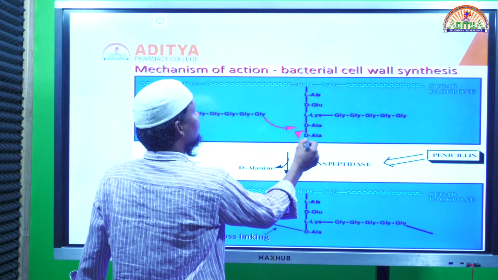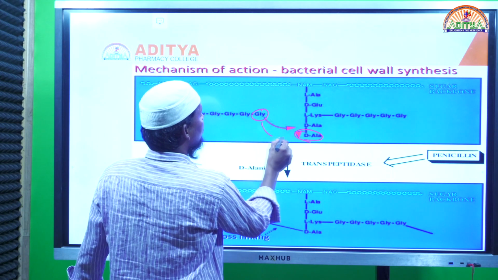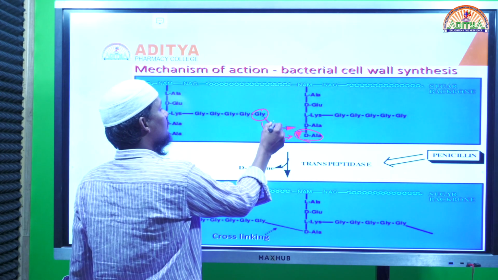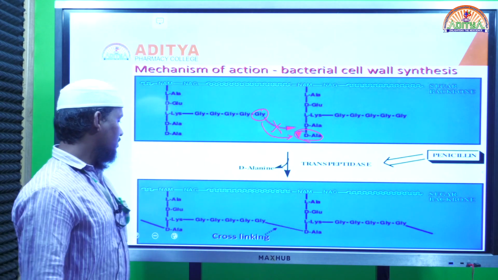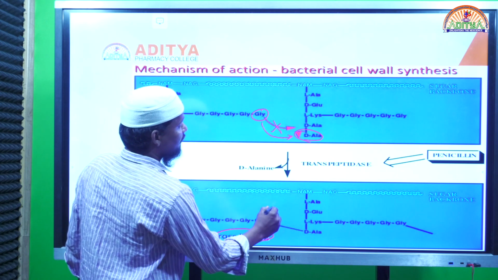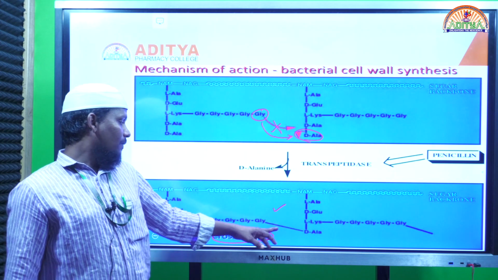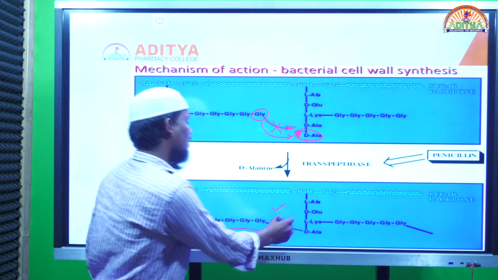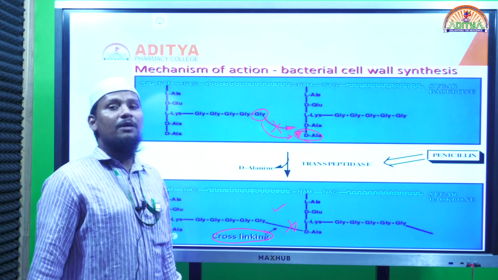So this is the alanine and this is the glycine. There has to be a bond formed between glycine and alanine, but our drug will covalently bind to the glycine and alanine and inhibit the bond formation. So this is the cross link. This cross link is helpful for the maintenance of cell wall strength. But our drug covalently binds to this D-alanine and inhibits the formation of this cross linking. Thereby the strength will be inhibited.